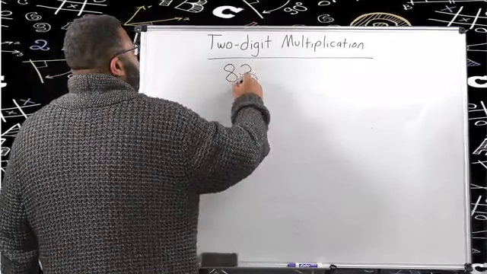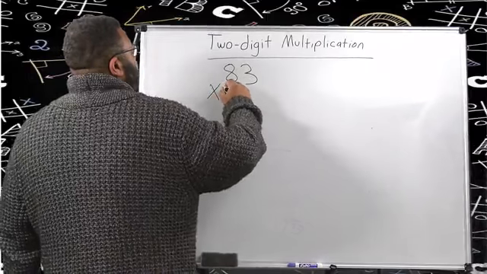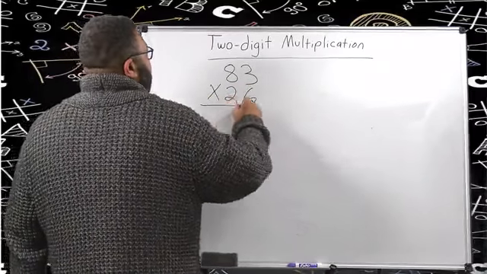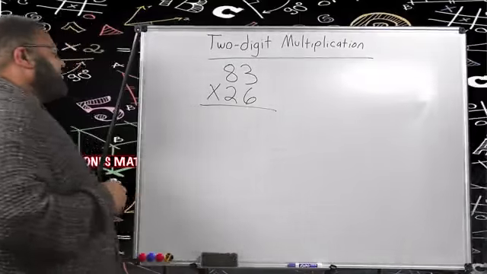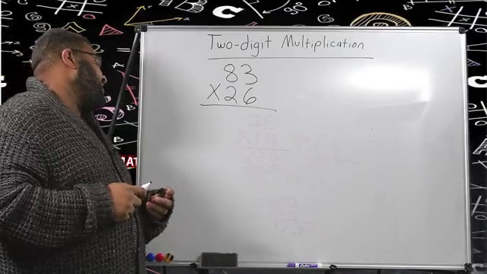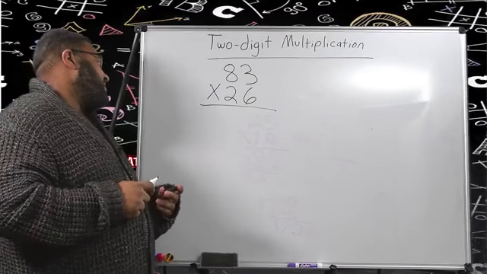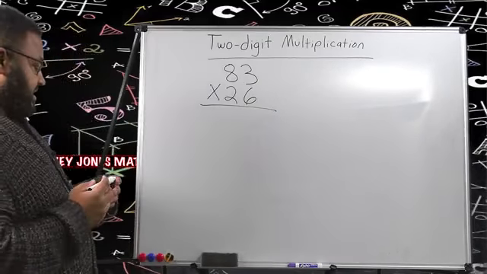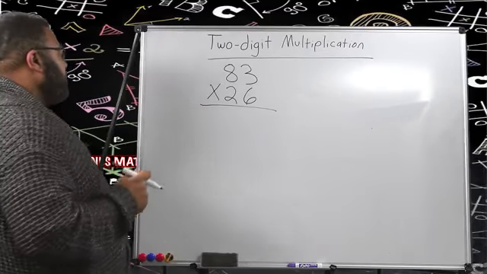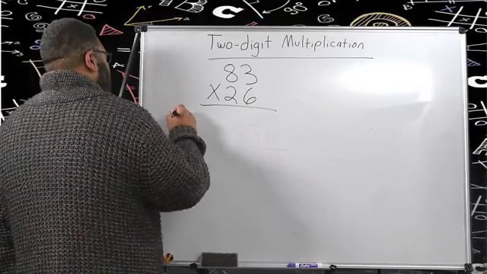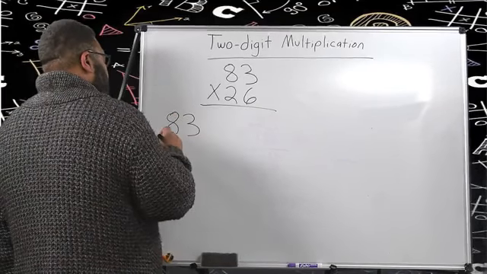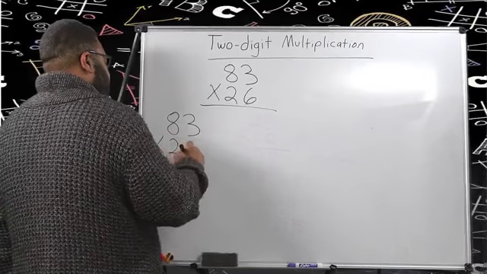83 times 26. 83 times 26. All right, what's going to happen right here? I'm going to go the traditional way, which I call Daddy's way. 83 times 26.